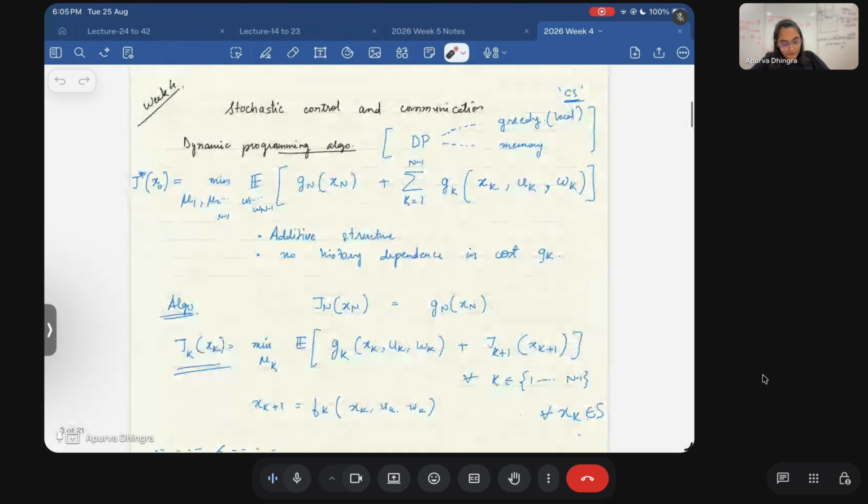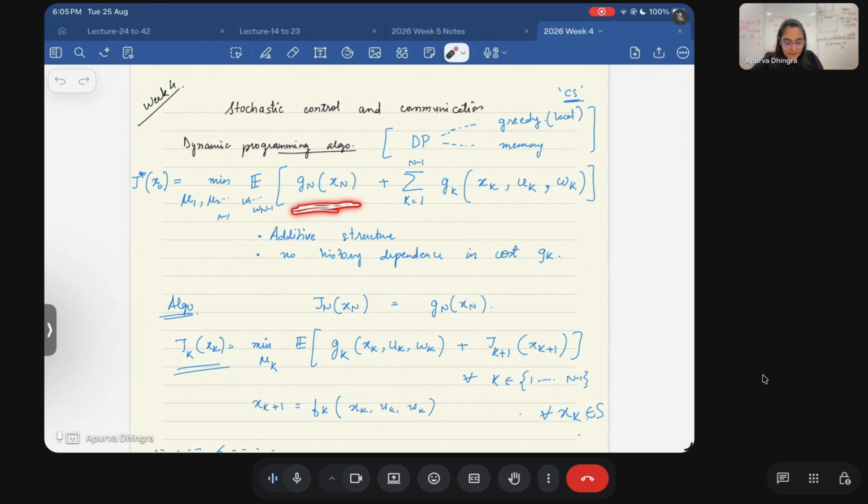This is the problem that we are trying to solve, which is to find the minimum expected cost with respect to policy mu1, mu2 till mu n minus 1. We want to minimize the expected cost. This is the terminal cost, this is the stage wise cost, where xk are the states, uk are the actions taken at step k, and omega k is the source of randomness in the problem. This is if we are taking the stochastic control view of the problem.